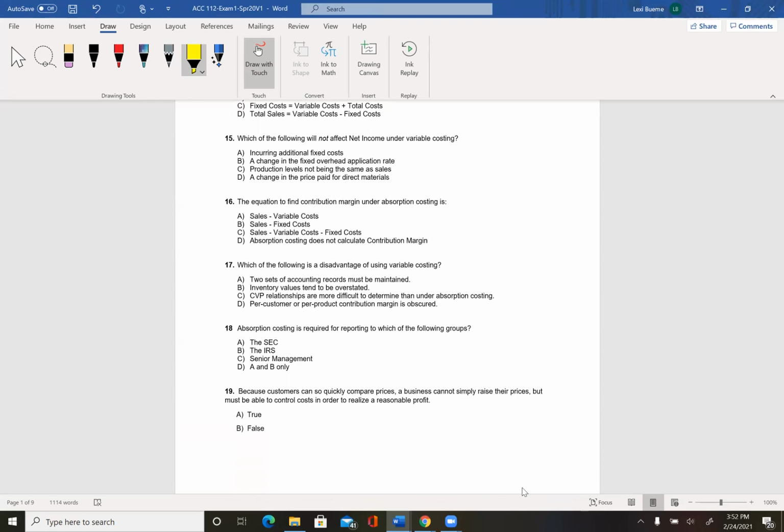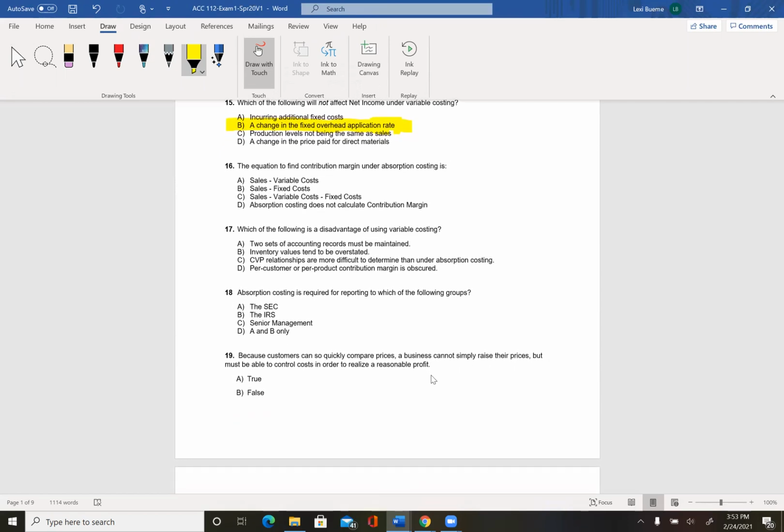Which of the following will not affect net income under variable costing? Variable costing is in cost of goods sold, and it excludes the direct fixed overhead. So the answer is going to be a change in fixed overhead application rate. That is not going to affect your net income at all.